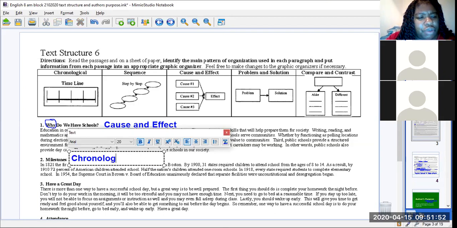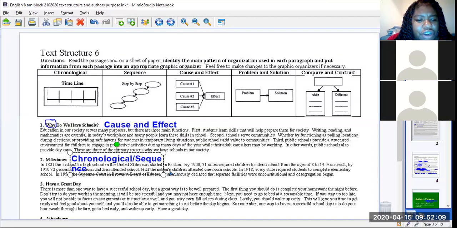Now, remember, this still goes under sequence because it is in a particular order. So I'm going to put sequence. And what are some of the key words that let us know? Now, Miss Tiffany, you already said that it gives us dates, right? Yes, but give me 1 second, okay? I'll be right back.